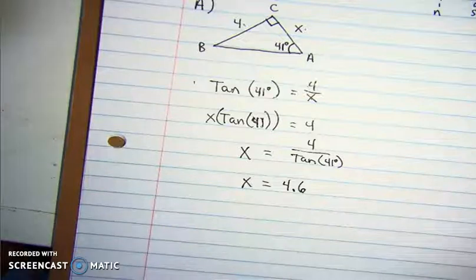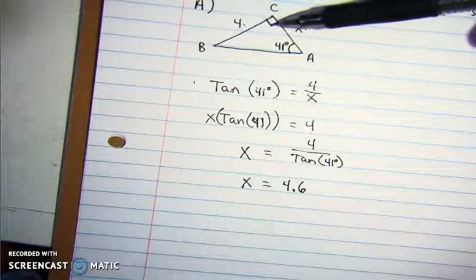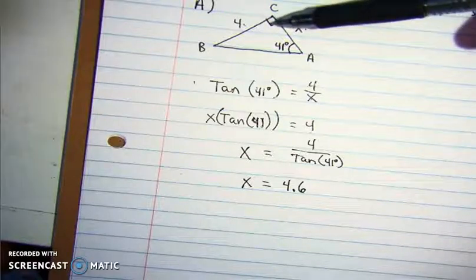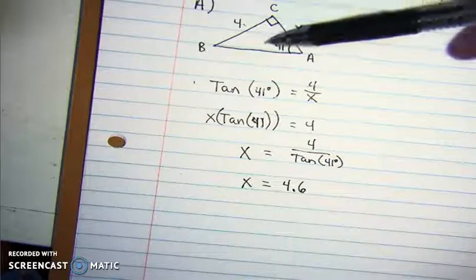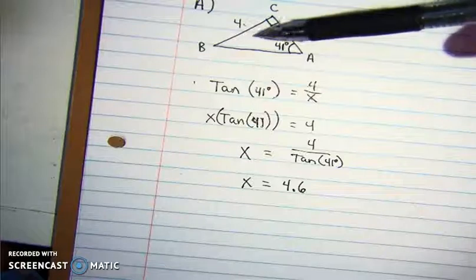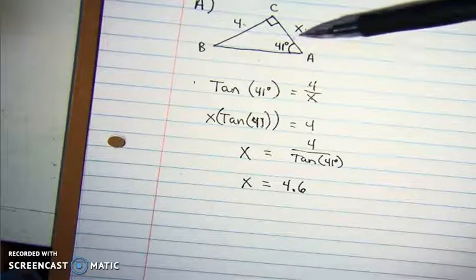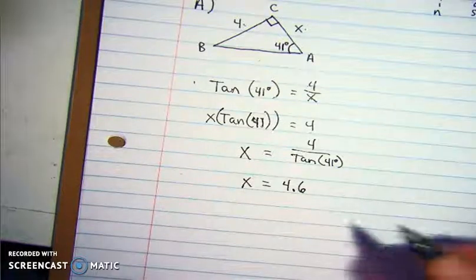I just realized something in that demonstration I just did. I didn't have the right angle marked. So this was our right angle. I apologize for that. That's what made this side the hypotenuse, this side the opposite, and this side the adjacent. Sorry about that. Clear that up real quick.